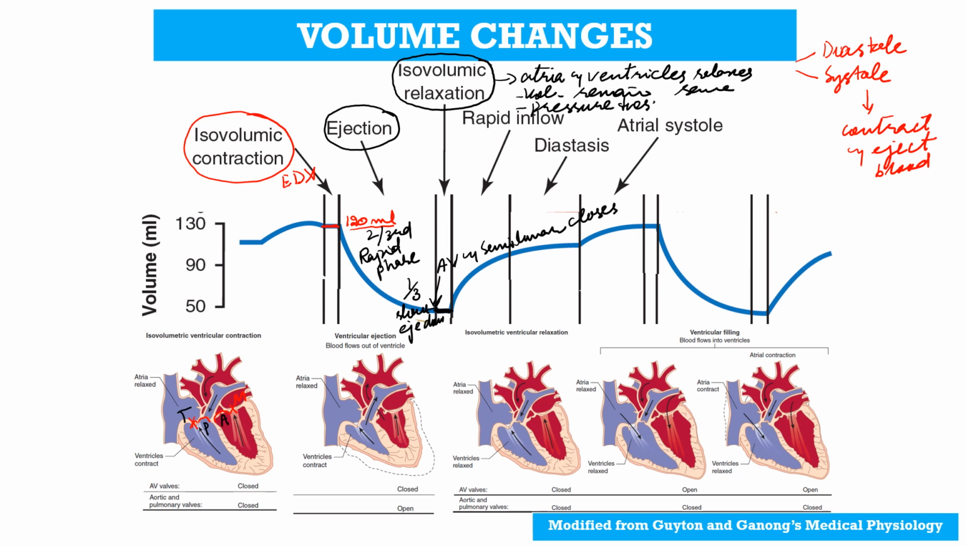After isovolumic relaxation, when atria and ventricles relax, the pressure in the ventricle becomes less than the atrial pressure, and also as compared to the pressure in the superior and inferior vena cava. So the rapid filling of ventricles occurs during this phase, and 2/3 of the filling occurs during rapid inflow phase.